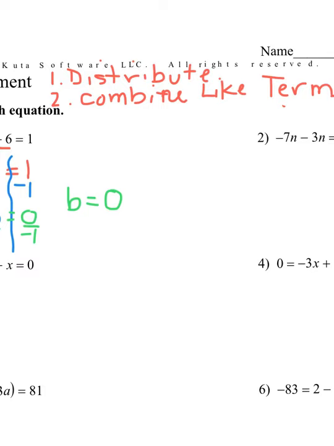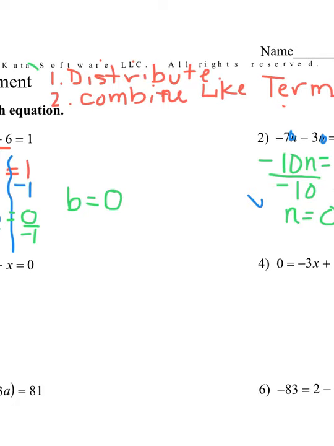Let's look at number 2 now, another problem that involves 0. This one says negative 7 minus 3n equals 0. First step, again, distribute. There isn't any distributing to be done, so I'm going to go to combining like terms. Well, my like terms give me negative 10n equals 0. To eliminate that negative 10 that's multiplied by the n, I would divide by negative 10. And again, coincidentally, like the first problem, I get n equals 0. And does that make sense? Well, we can check that back in the original equation. Negative 7 times 0 would be 0, minus 3 times 0, which is also 0, is equal to 0. So I'm pretty sure that's a correct equation.